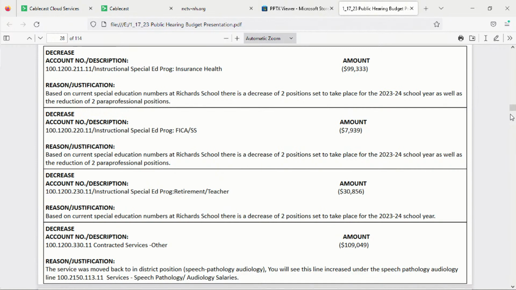A decrease in the retirement. Those are all related to that. Contracted services? Yep, and then contracted services, this service was moved back to a district position. So this school year that we're in right now, we were unable to hire a speech pathologist at Richards, so we're contracting out. So it will come out of the contracted service line and move back, because ideally we'll be able to hire a speech pathologist in real life that comes to Richards and serves the students.